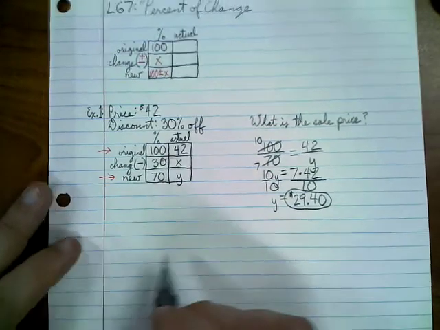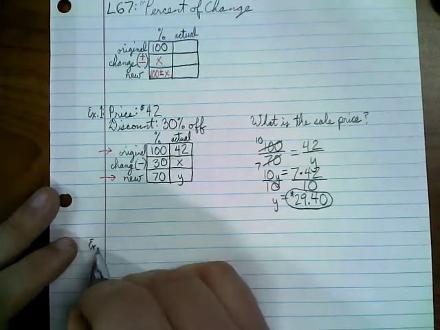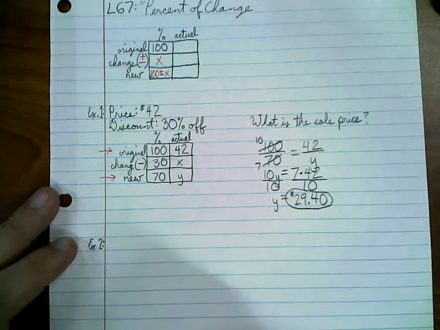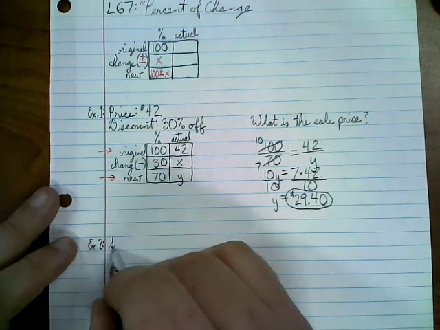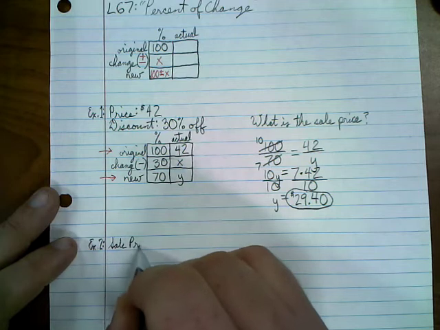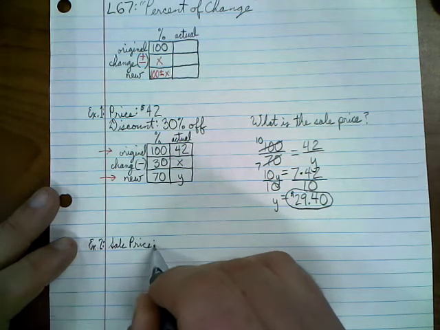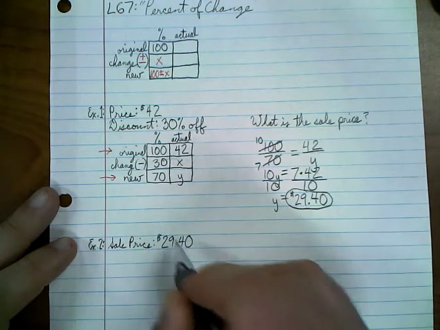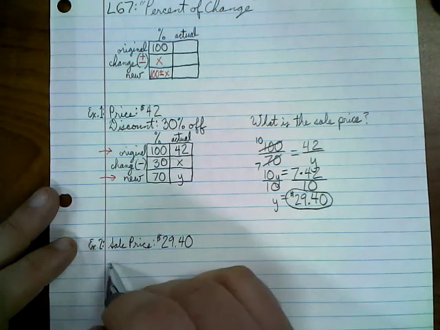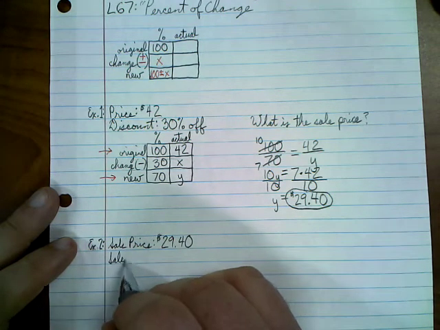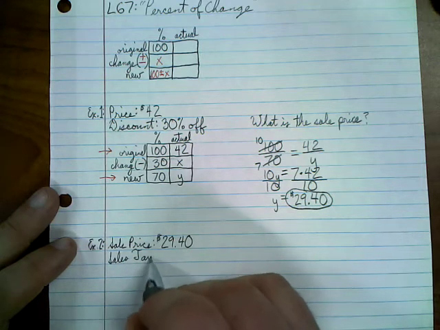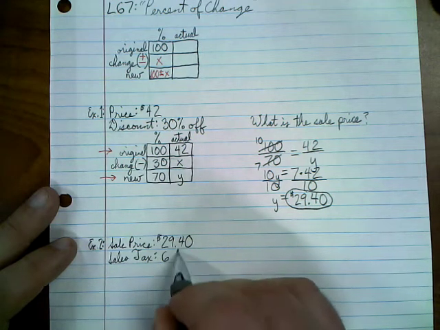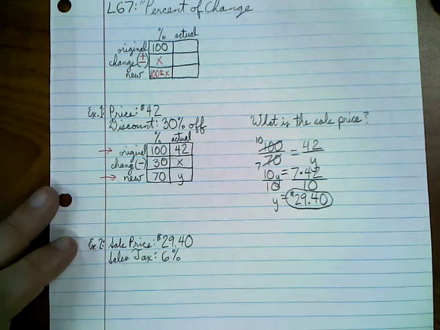So speaking of which, this leads us to example 2. In example 2, we're going to take our sale price, $29.40, and we're going to say that the sales tax, we're going to stay here in Michigan, where the sales tax is 6%.